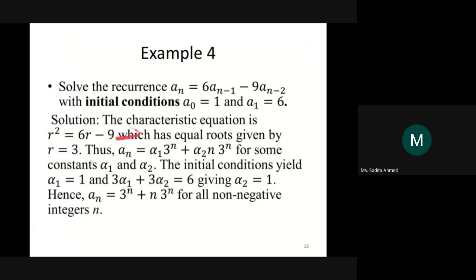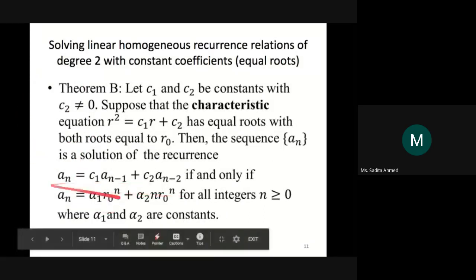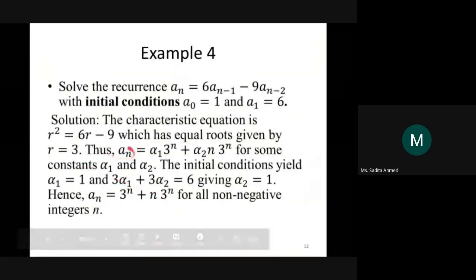If it's equal roots, then we cannot use theorem A. We have to use theorem B. That is, we have to use this equation basically. All right. So using this equation, An is equal to alpha 1 into 3 to the power of n plus alpha 2 into n into 3 to the power of n. Now we have to solve for alpha 1, alpha 2. How will we solve for alpha 1, alpha 2? How will we find the constants alpha 1, alpha 2?